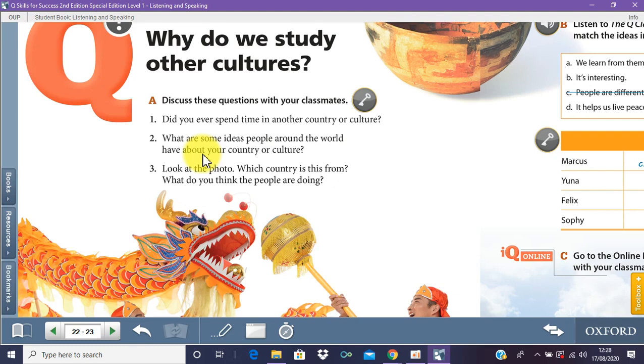There's a lot of things what people think, and they're very funny answers. Okay, but the answer might not be true. Remember, you might come to England and think everybody is wearing jackets. You probably think we eat fish and chips all the time. You think we drink tea all the time, but not always. So these are the ideas that the world has about your country or culture.